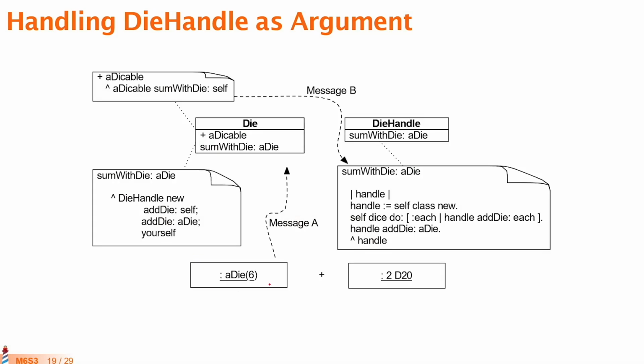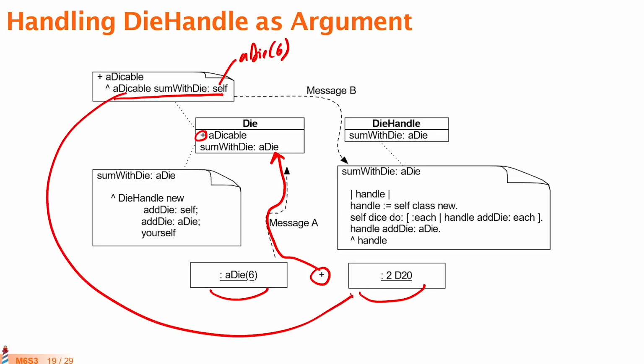So imagine I have a die here and I have a die handle. I send the message plus. Now it starts to be interesting. So I send the message plus. This is a die, so I look for the methods in this class. Okay, I have the message plus. So this is the method that is executed. So self, this is a die 6. The argument, this is this guy.